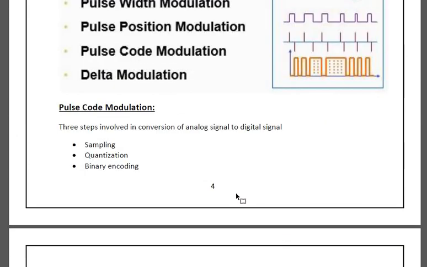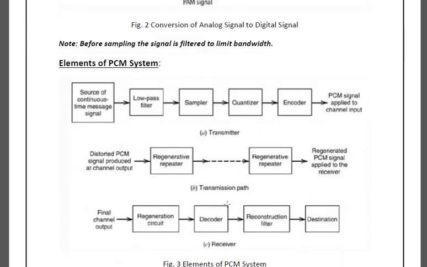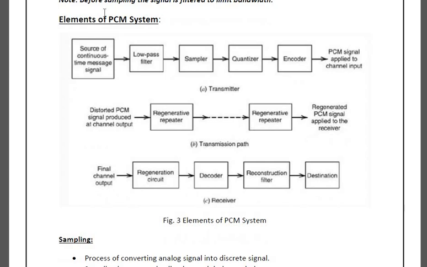Now we have to see your topic, that is pulse code modulation. What is meant by pulse code modulation? This is the block diagram of pulse code modulation, or we can also say the elements of pulse code modulation. It is actually in 3 blocks. The first block is completely about the transmitter. In the second block you have the transmission path, and the third one is your receiver. Similarly, it is like the elements of a digital communication system, because it is a part of that.